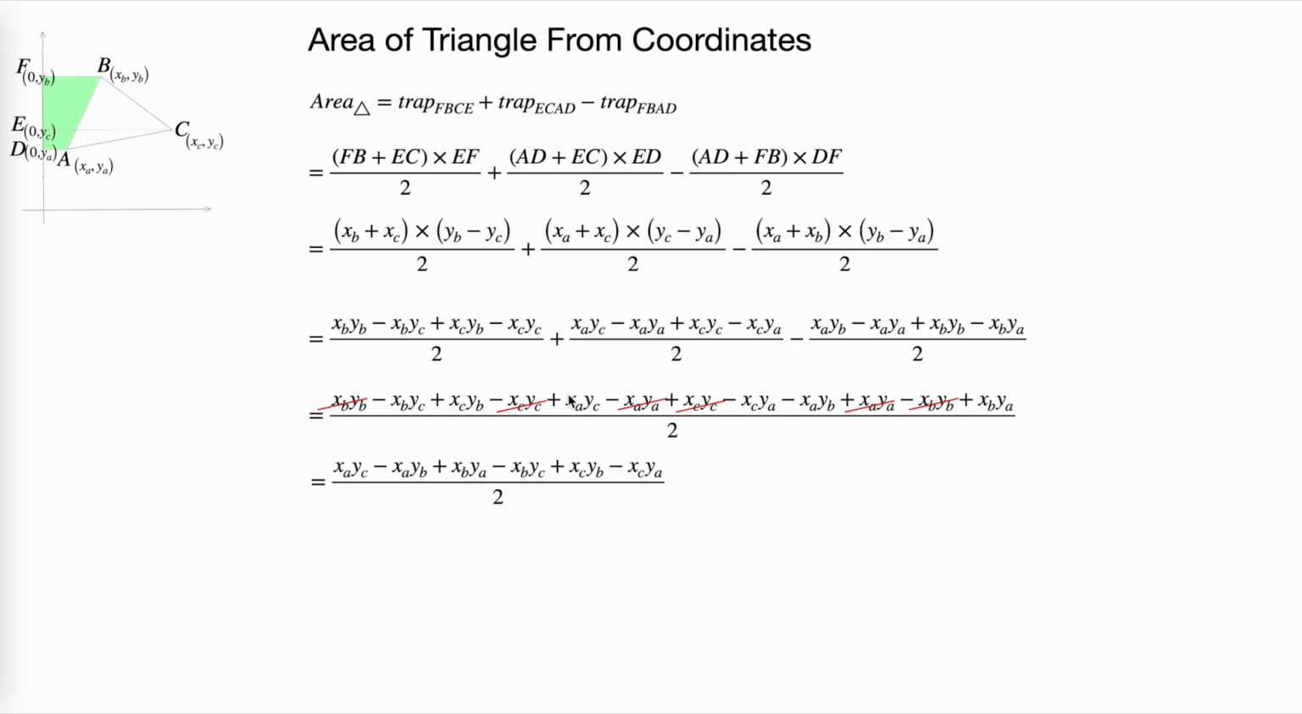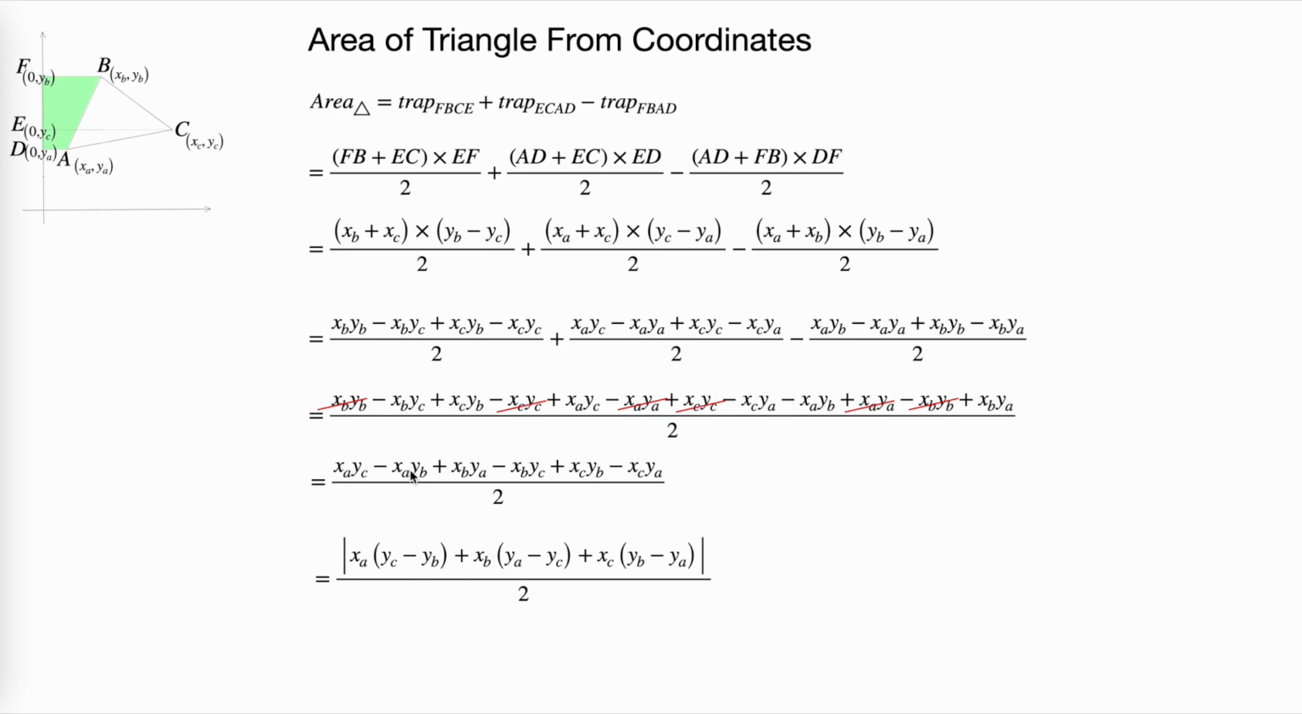I'm left with xayc and minus xayb. Those are the ones that start with xa's. Then with the xb's, I have xbya minus xbyc. And I have xcyb minus xcya. I am going to factor out the xa's here, and I'm putting an absolute value because this is the area of a triangle. Area is always positive, so I put the absolute value to make sure that our result is positive.